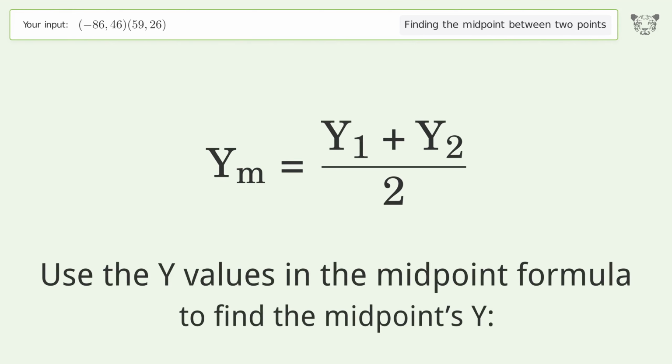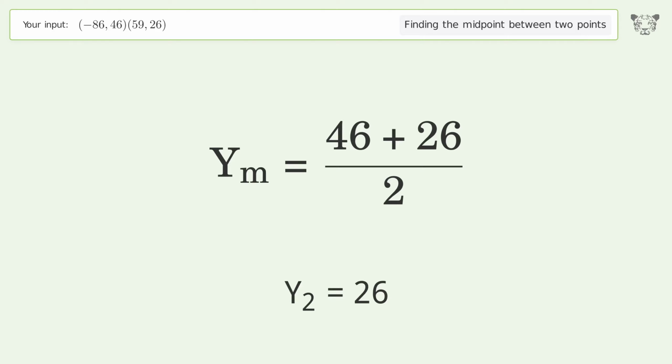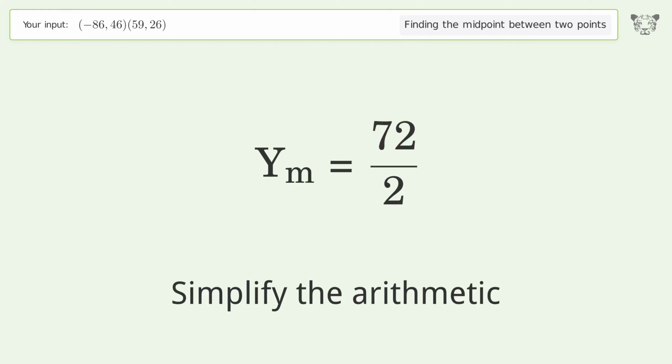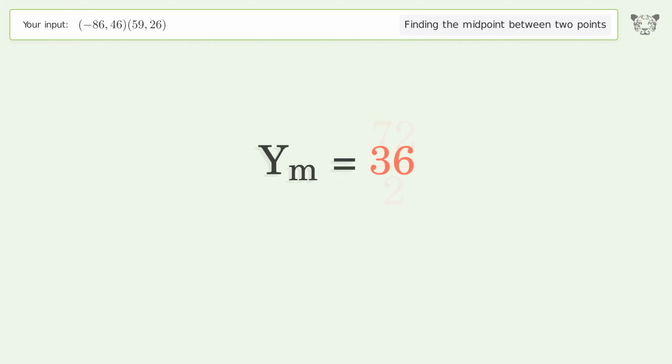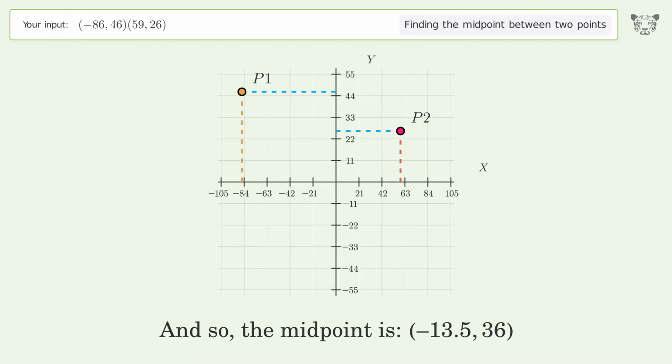Use the y values in the midpoint formula to find the midpoint's y. y1 equals 46. y2 equals 26. Simplify the arithmetic. And so, the midpoint is negative 13.5, 36.